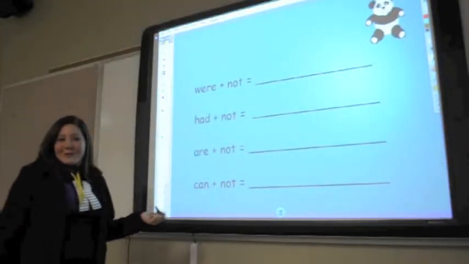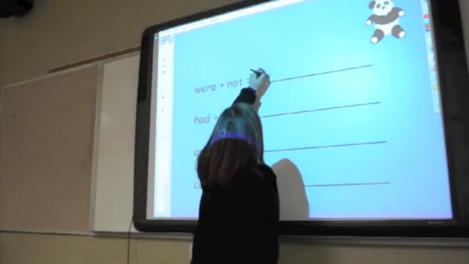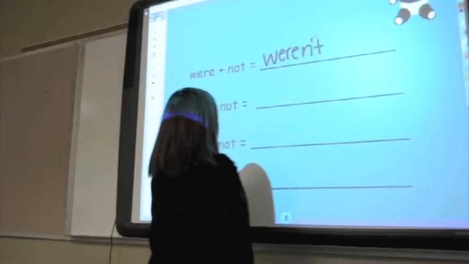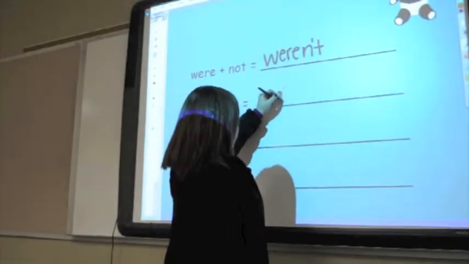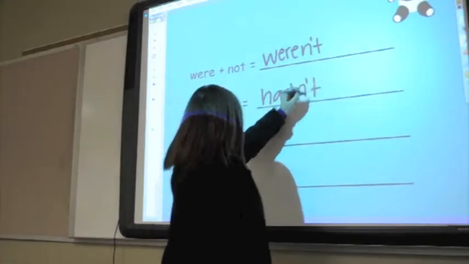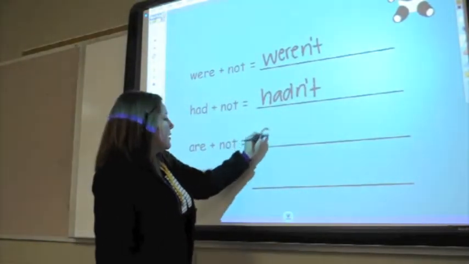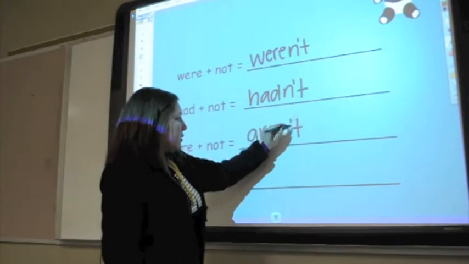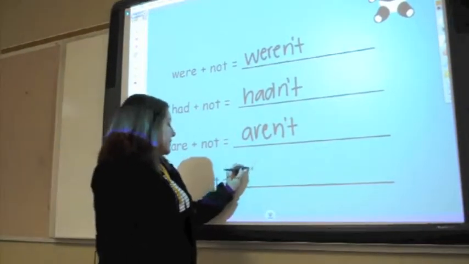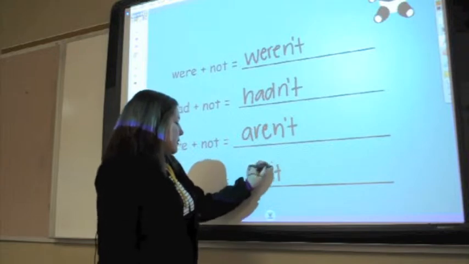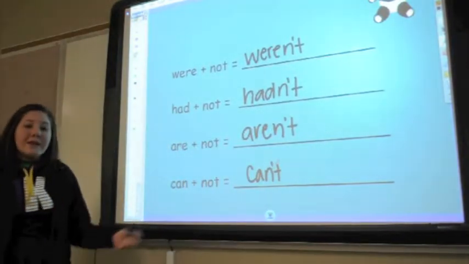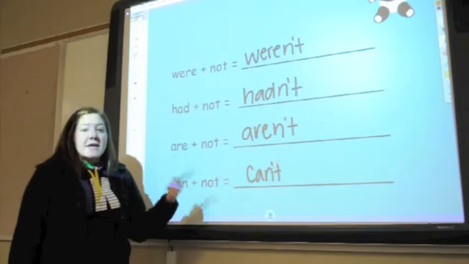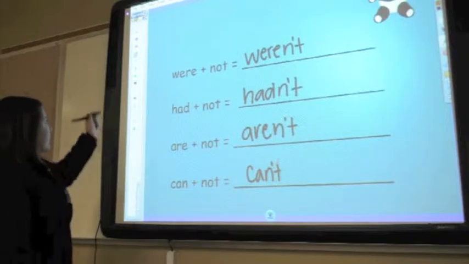And then here's just some more, so we'll just keep going through these. Were not would be weren't, had not, be hadn't, are not, and cannot, can't. So when you're reading your books and stuff, you've probably seen words like this and like this, so we know that they're meaning the same in a sentence. This is just a simpler form.